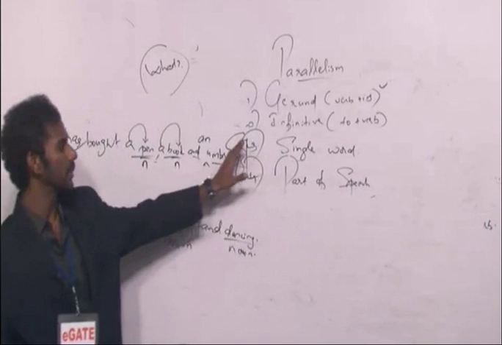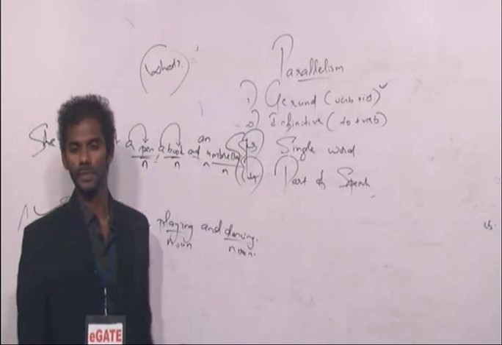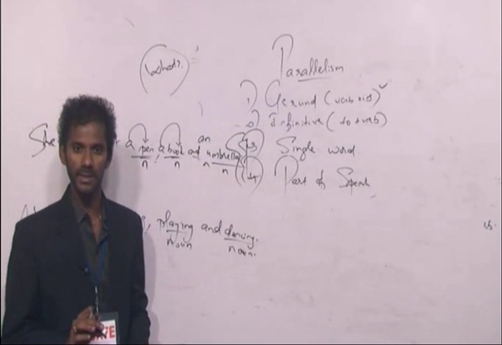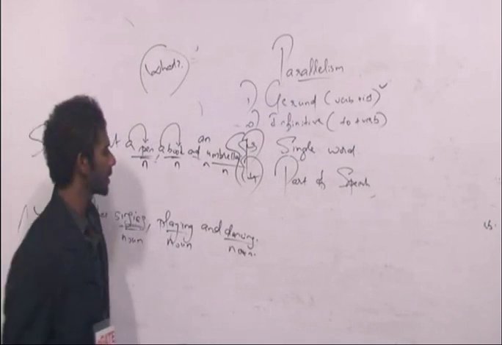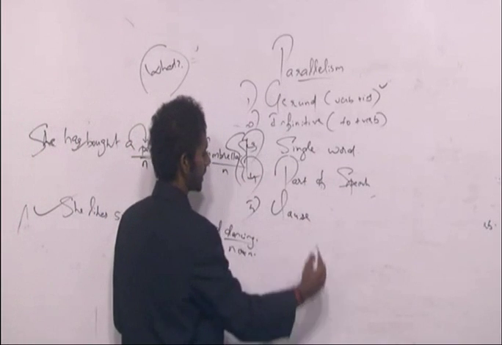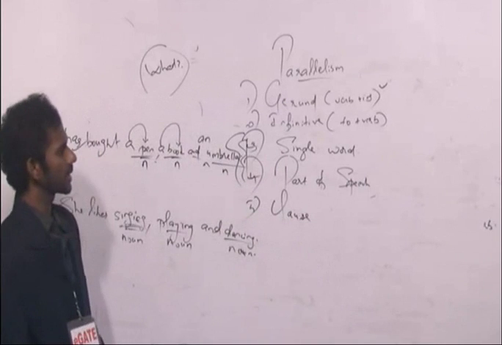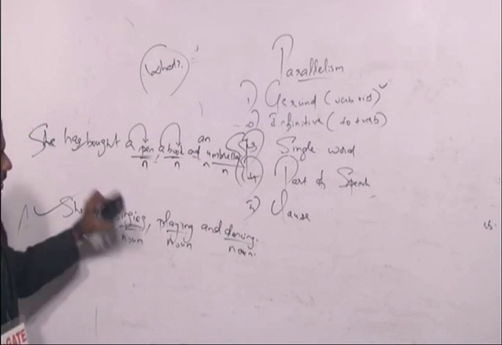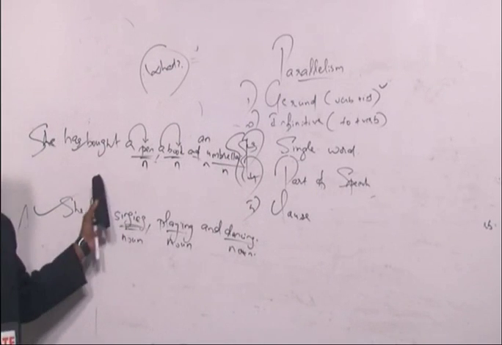These are the third one and the fourth one. Single word, part of speech. Hope it's clear, right? Fifth concept is clause. C-L-A-U-S-E, clause. I'll tell you what. Now, stop this one. Hope you have taken down this.